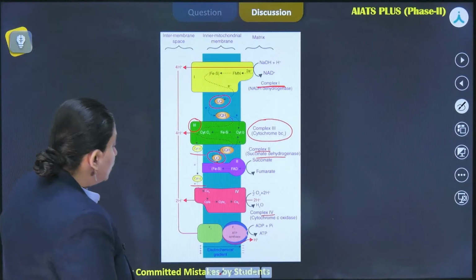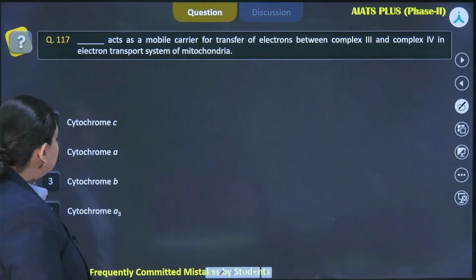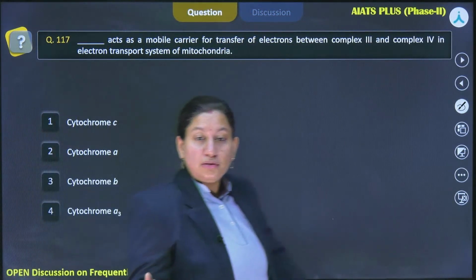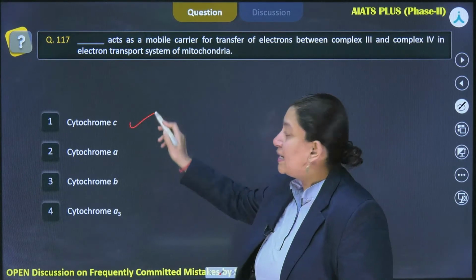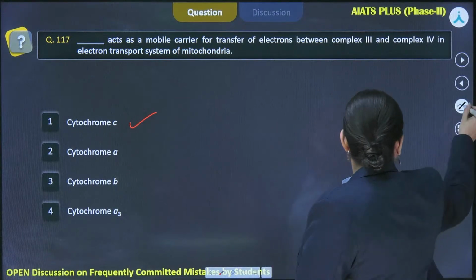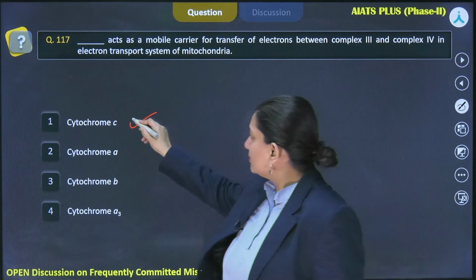oxidase, right? So getting back to this, as Ankul and Kunal have correctly answered, it would be cytochrome C, given in option number 1. This is the correct answer.